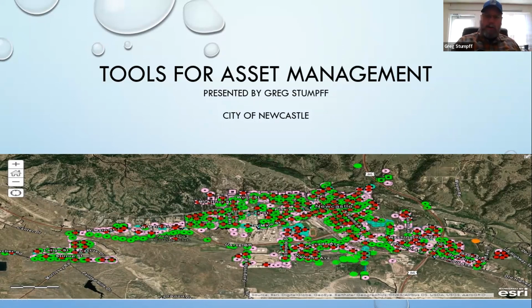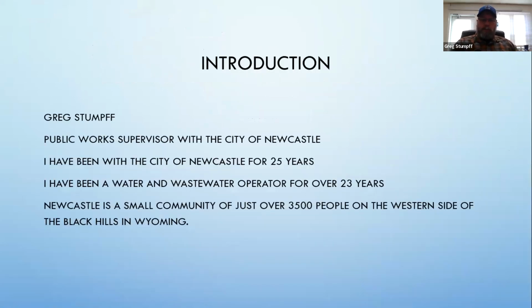Well, I'm here to talk about the tools for asset management that we use and how we utilize them. Been with the city 25 years. I've been a water wastewater operator for 23 of those years. We're a small community on the western side of the Black Hills. We serve about 3,500 people in town. We have several consecutive systems that we work with as well. It's really nice here. We live on the edge of the Black Hills, in Wyoming.